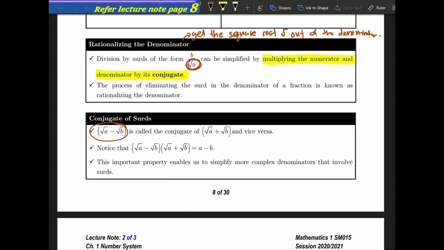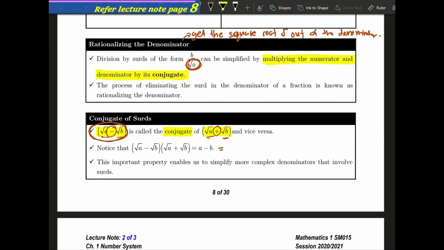But for this, to eliminate the surd, we need to multiply by the conjugate. So what's the conjugate? The conjugate is actually the same thing. They involve the same numbers: surd A, surd A, surd B, surd B. It's just that the symbol in the middle is opposite to one another. So what does it mean by conjugate?